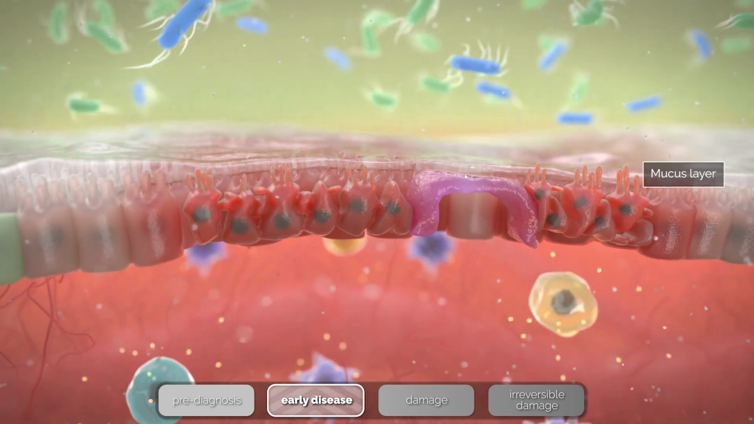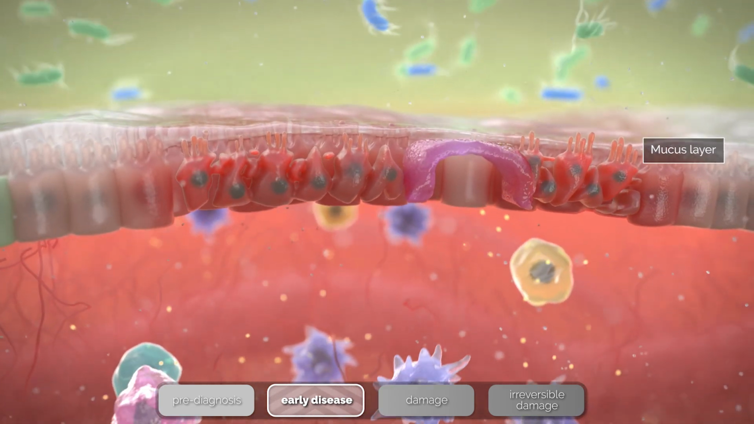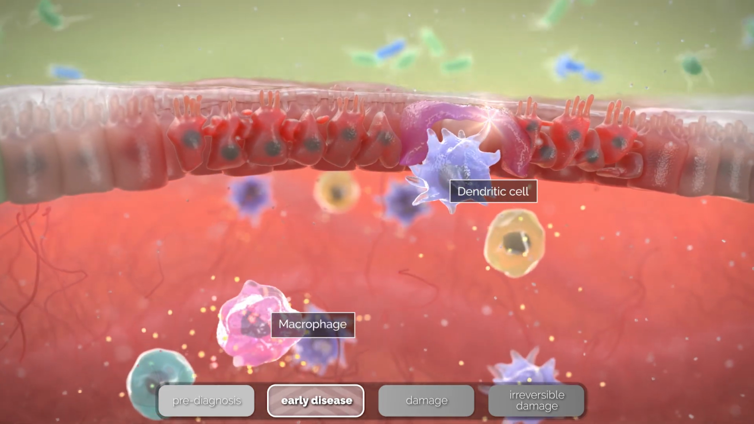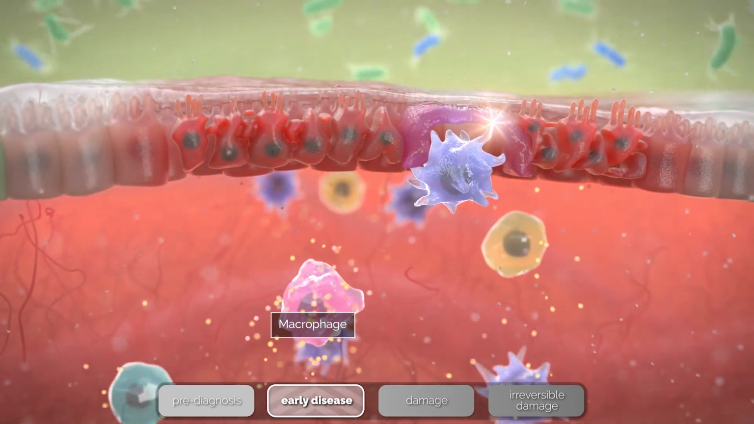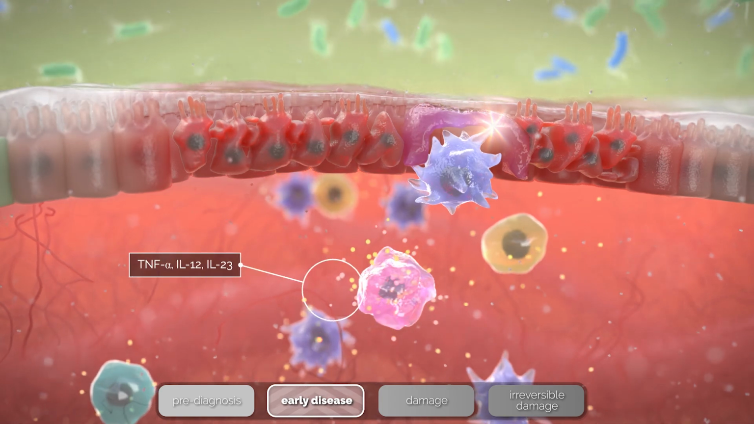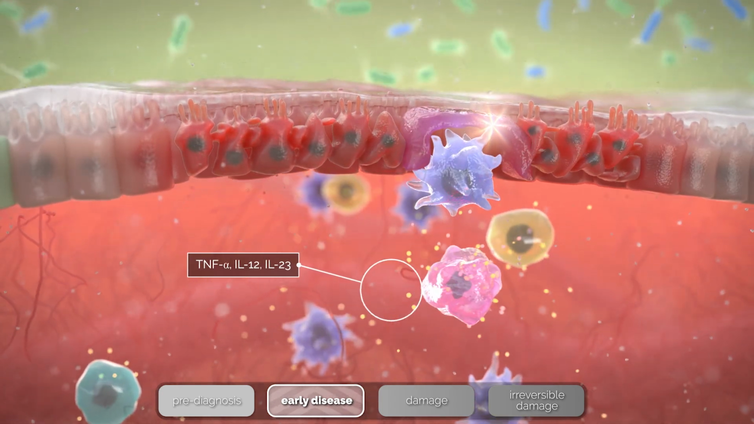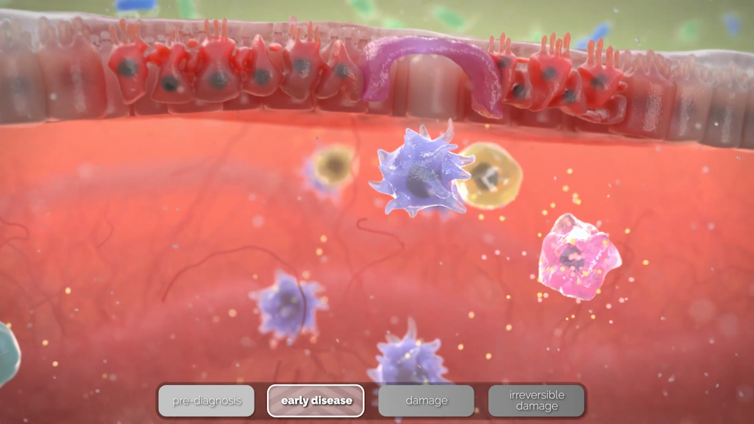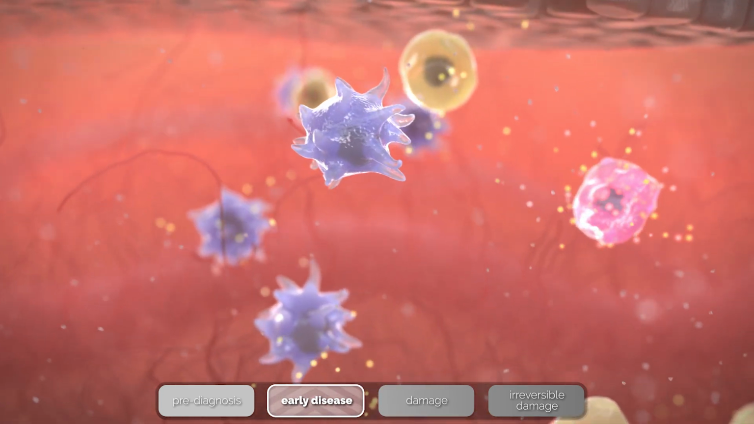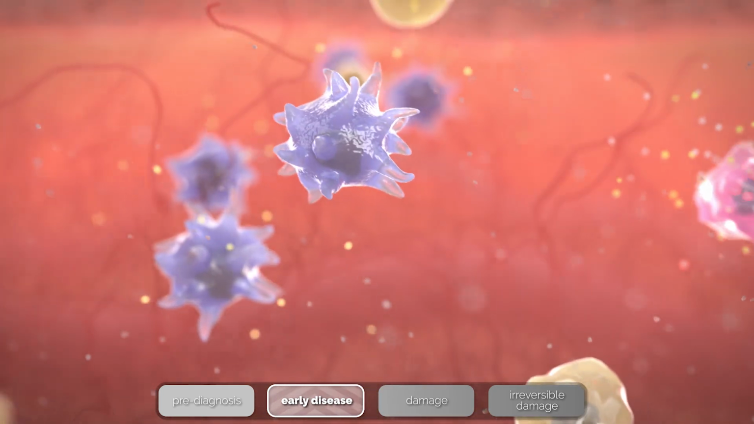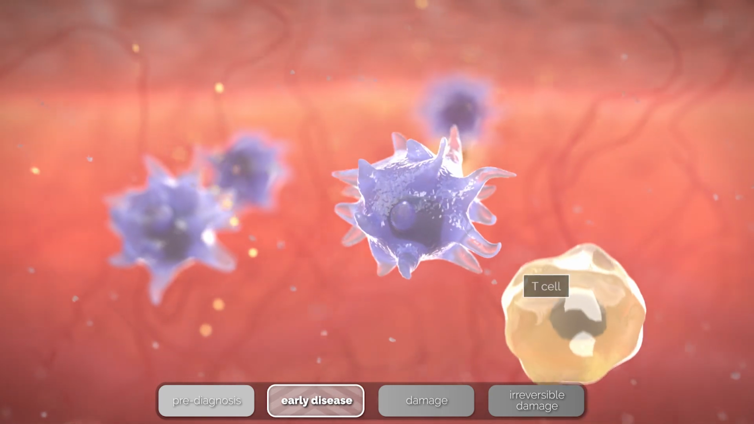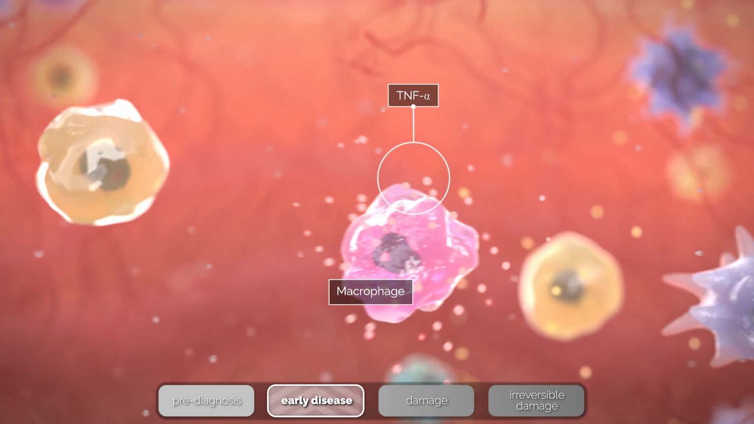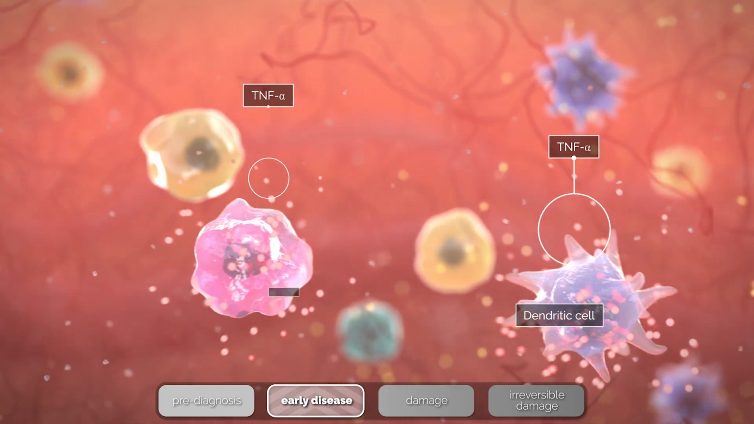The mucosal inflammation results in the activation of innate immune cells, including dendritic cells and macrophages. The latter produce the pro-inflammatory cytokines such as TNF-alpha, interleukin-12 and interleukin-23. The triggering of this innate response results in activation of the adaptive immune response, with the recruitment and activation of inflammatory T cells, with subsequent release of TNF-alpha from macrophages and dendritic cells.